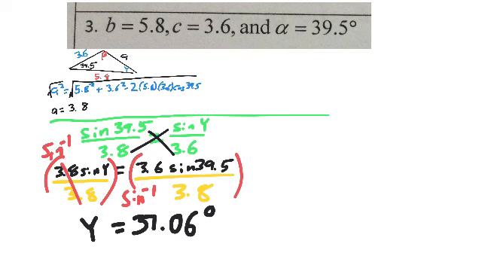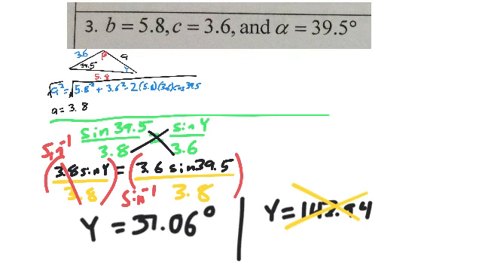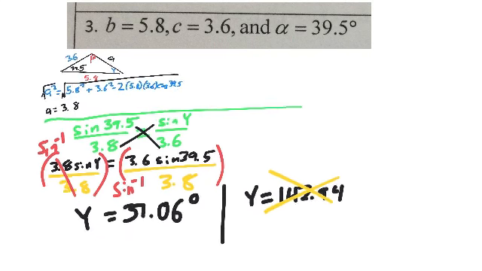Okay, so my other possible case would be gamma could be equal to 142.94. So I did 180 minus 37.06. But if I had 142.94 and I added 39.5 to it, then I would have 182 degrees already accounted for. So that's too many. So that cannot be gamma. So this one only has one case as well.